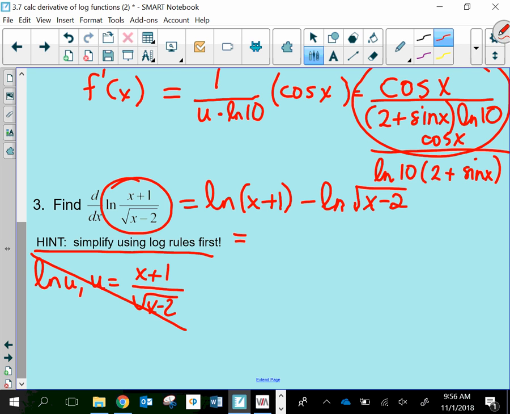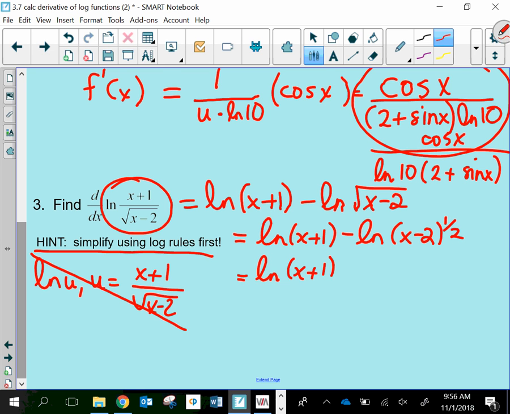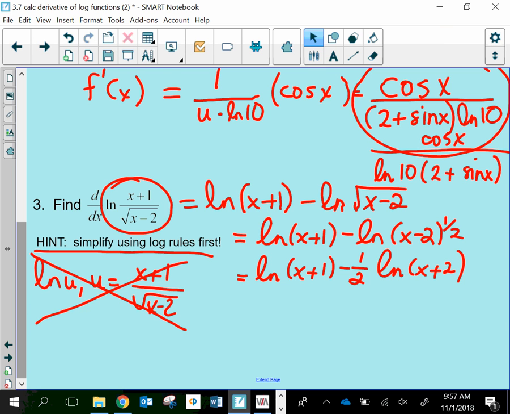Then, do I have a power here? Yeah. What power do I have? 1/2. So this is really x minus 2 to the 1/2. We've been doing that for a while since we learned about that. And then what happens to that power? It becomes the coefficient in front of that particular term. So that's still your function, but that's going to be a lot easier to differentiate than this mess right here. So here we go. We're ready to differentiate.